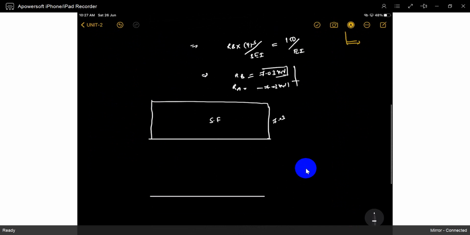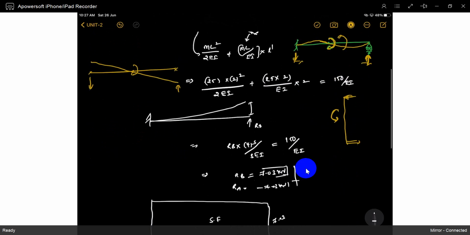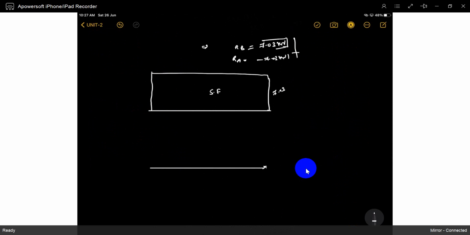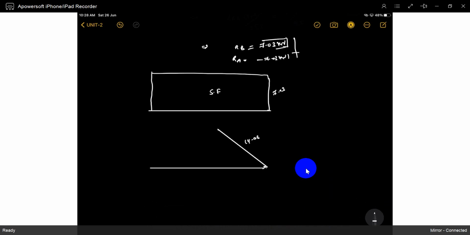Bending moment diagram. So at this location 0, 7.03 multiplied with 2 at this location. What is that? 7.03 multiplied with 2, 14.06. Okay, so it will go up to that location, 14.06. So that's it.